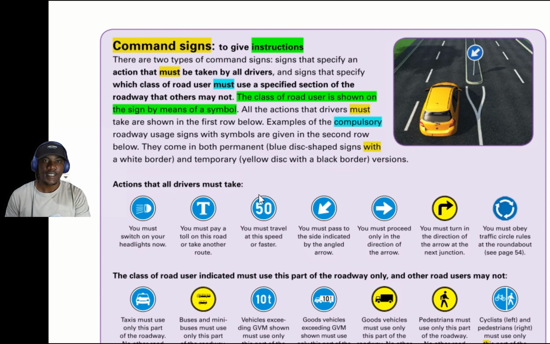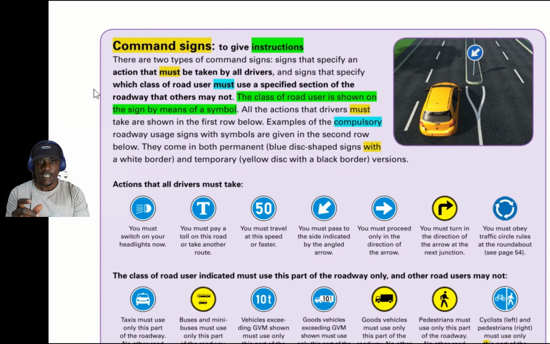What are command signs? Command signs are there to give instructions. There are two types of command signs. Signs that specify an action that must be taken by all drivers, and signs that specify which class of road user must use a specified section of the roadway that others may not.